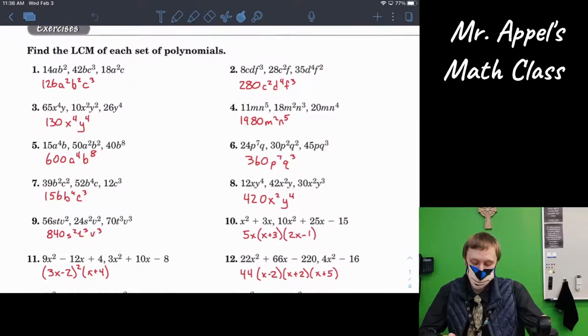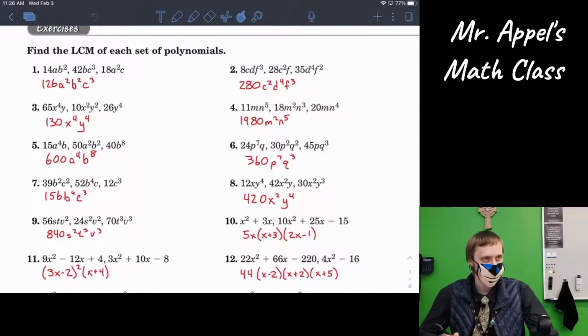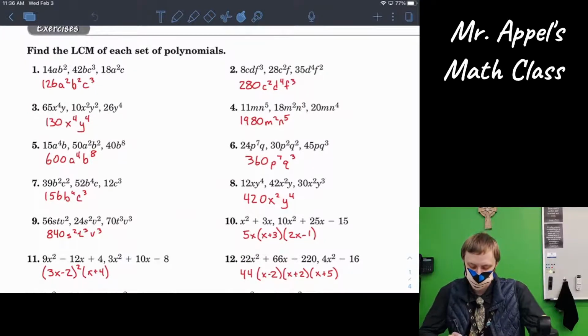Anyways, here's the least common multiples. A little bit less exciting.